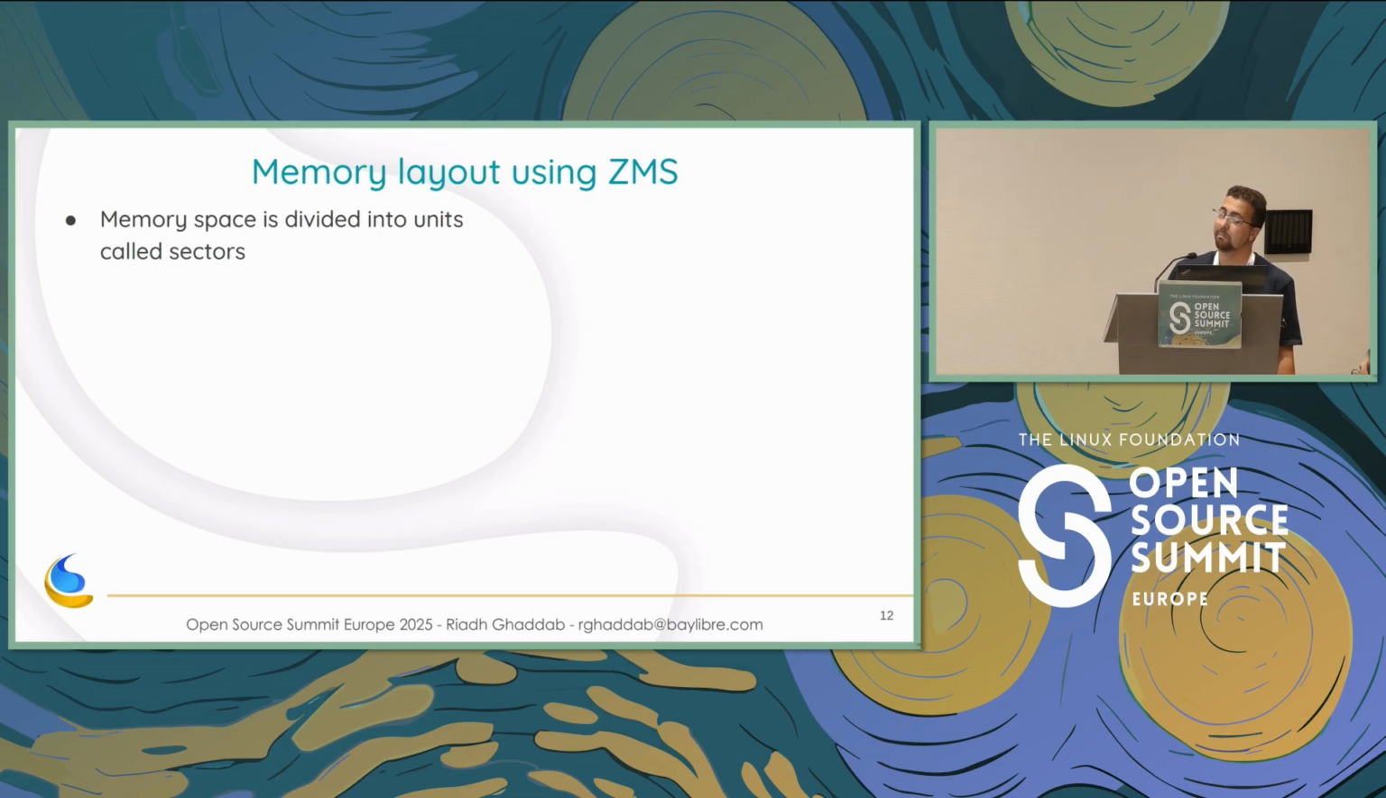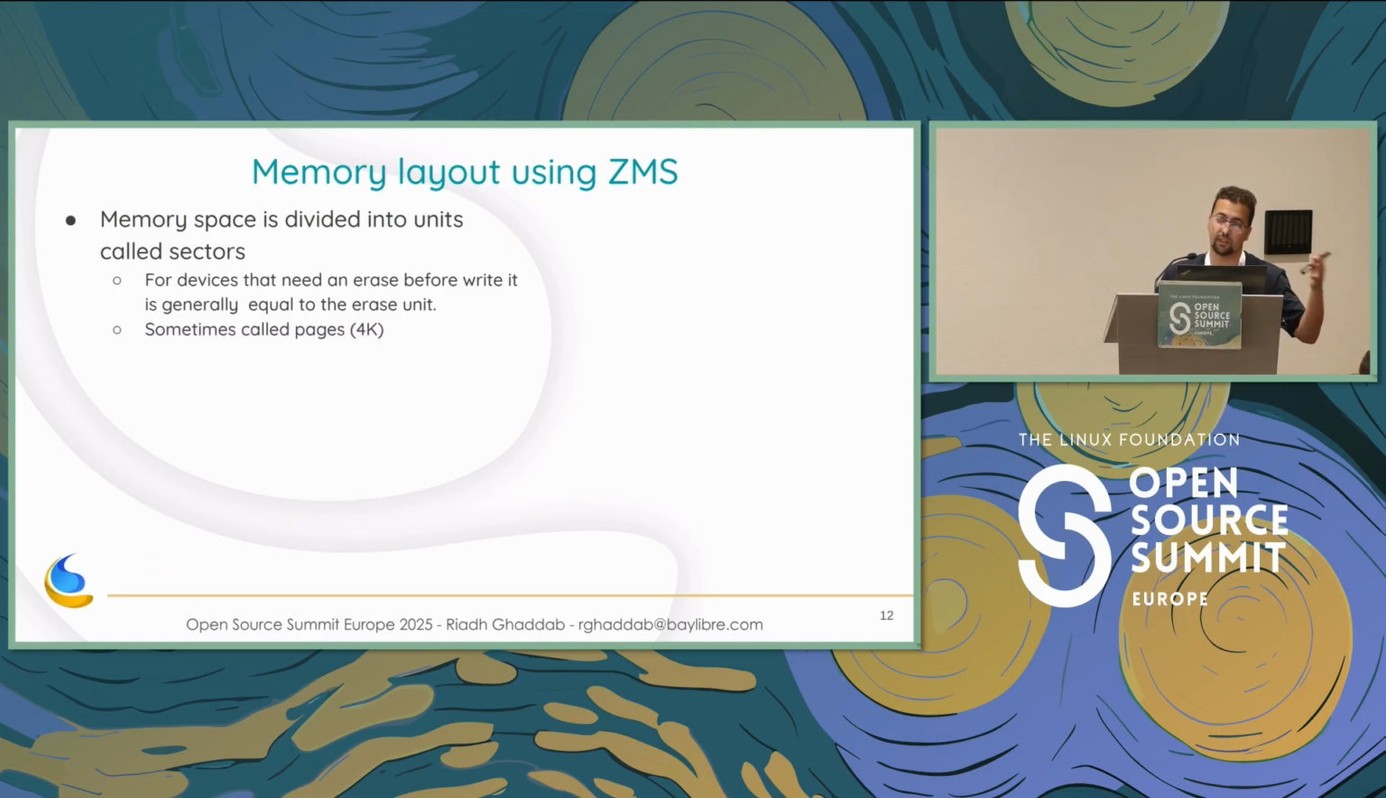In ZMS, the memory is divided into units called sectors. That's the first information. Second, for devices that need erase, like the classical flash, generally the sector size is equal to the erase unit. Sometimes it's also called pages. People know them by pages, but actually they are the erase unit of the device. Commonly they are around 4K, but it can also be a multiple of these erase units, so the sector size can be like 16K, for example.